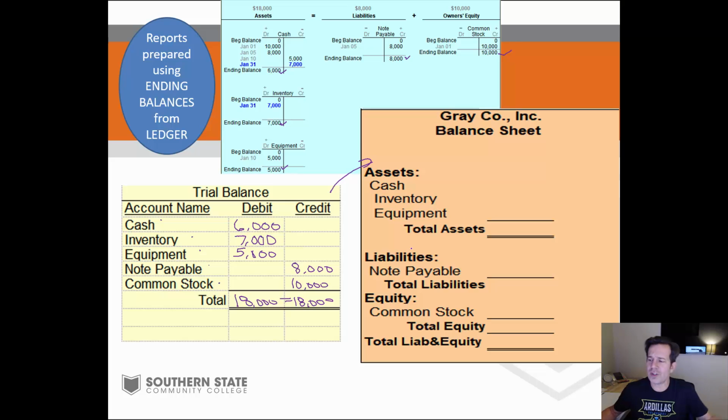Okay, so what do we own here? Well, we own the cash. We own some inventory. And we own a little bit of equipment. 18,000 in total assets.